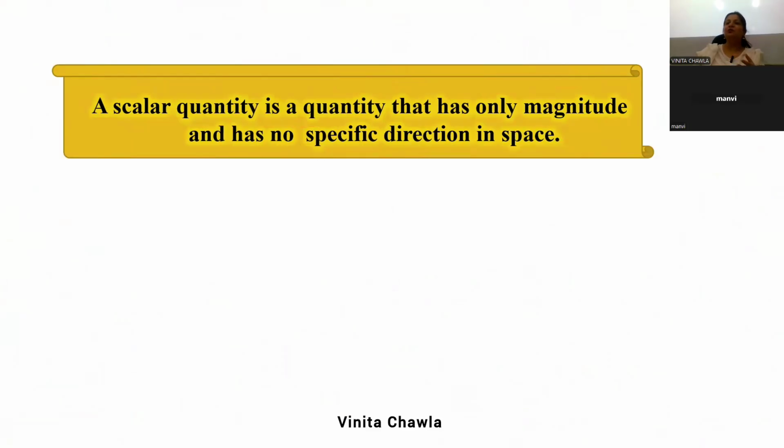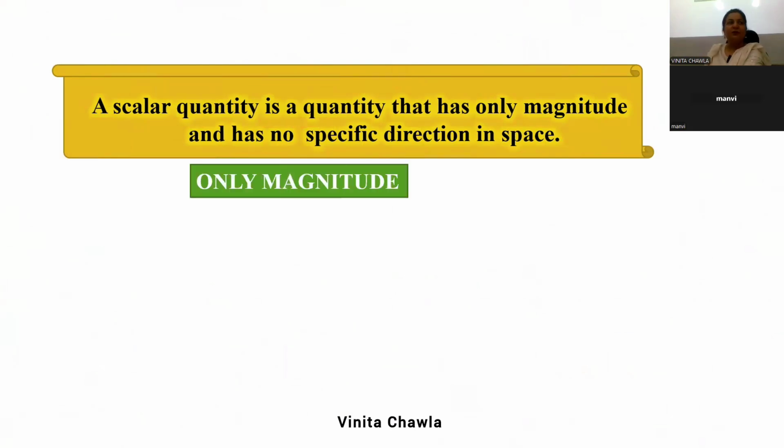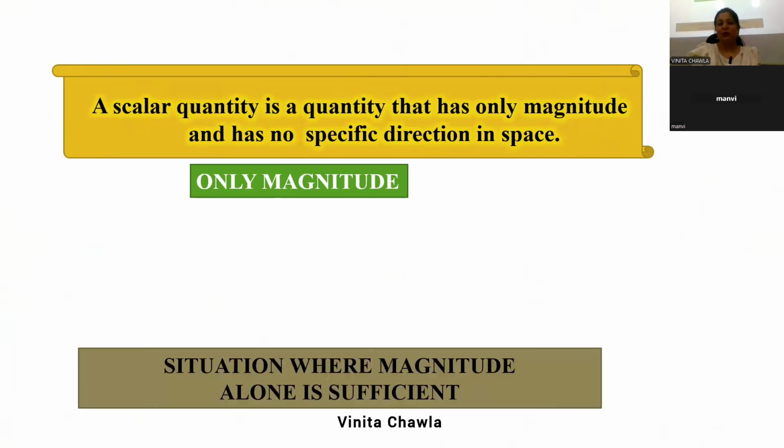...only, and it has no specific direction in space. Examples? Mass, time, temperature, distance, work. All these are scalar quantities, right? So a scalar quantity is the quantity which has only magnitude, and it is used in situations where magnitude alone is sufficient.